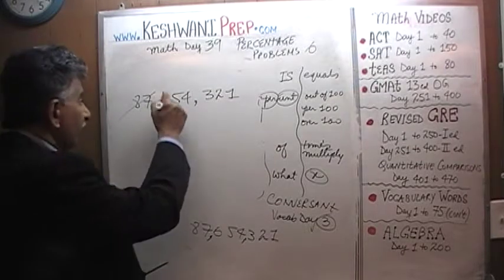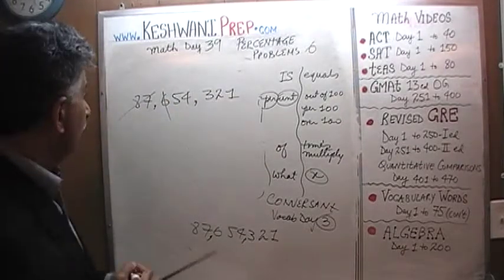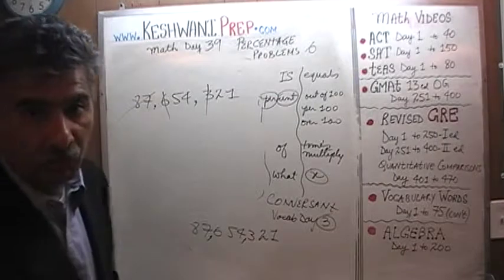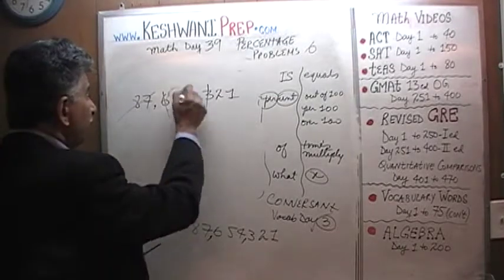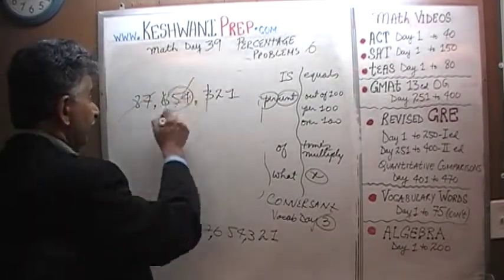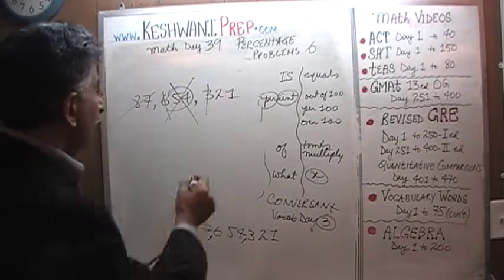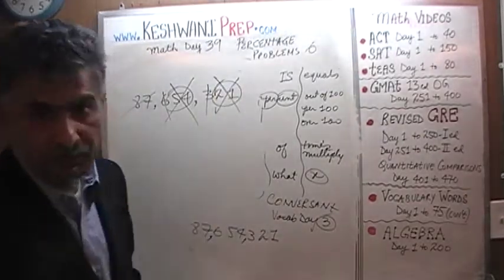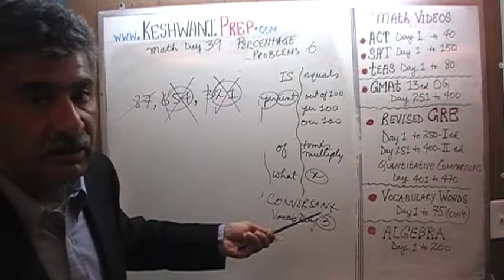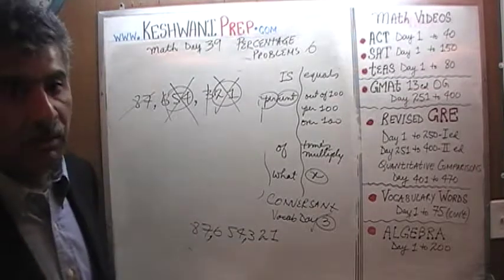I see a 6. 6 is divisible by 3. That's not going to play any role. I see a 3. That's not going to play any role because 3 is divisible by 3. 5 plus 4 is 9. And 9 is divisible by 3. That's not going to play any role. And 2 plus 1 is 3, which is divisible by 3. Which means this number is indeed evenly divisible by 3. We'll have no remainder.